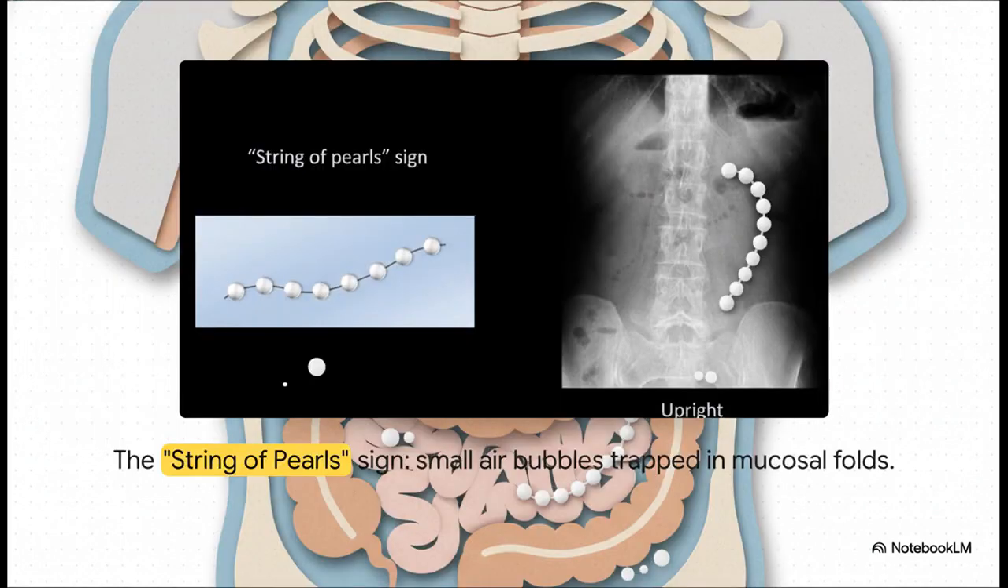And here we have another classic sign. This is called the string of pearls. Just look closely. Can you see how those small pockets of air get trapped between the mucosal folds, the valvulae conniventes, in a bowel that's mostly filled with fluid? It looks just like a string of beads. If you see this pattern, SBO has to be at the very top of your list. This is a favorite exam question and, more importantly, a crucial clinical sign.